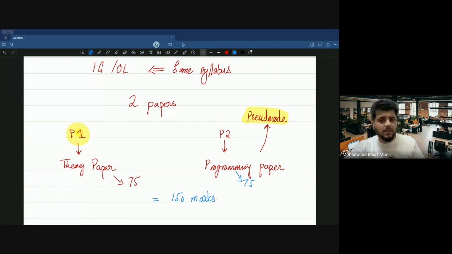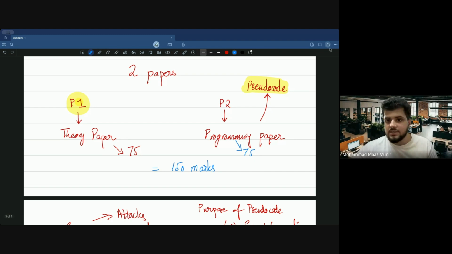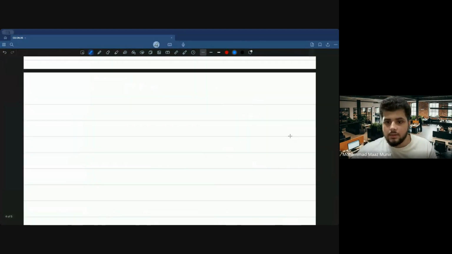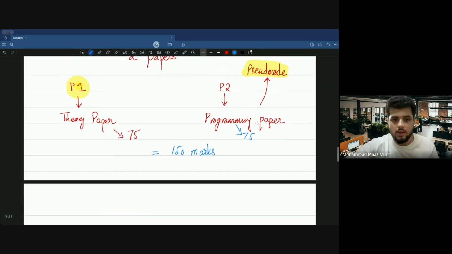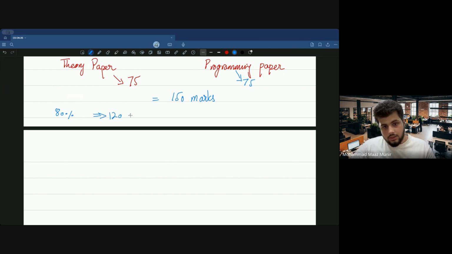which means that you need to score some specific percentage of marks out of 150 to get an A star, right? What is that specific percentage? Let me add up a page up here. Yes. So that specific percentage is 80%. So to score an A star, you need to get around 80% in your syllabus, which is basically 120 marks. So if you score 120 out of 150, you get an A star.